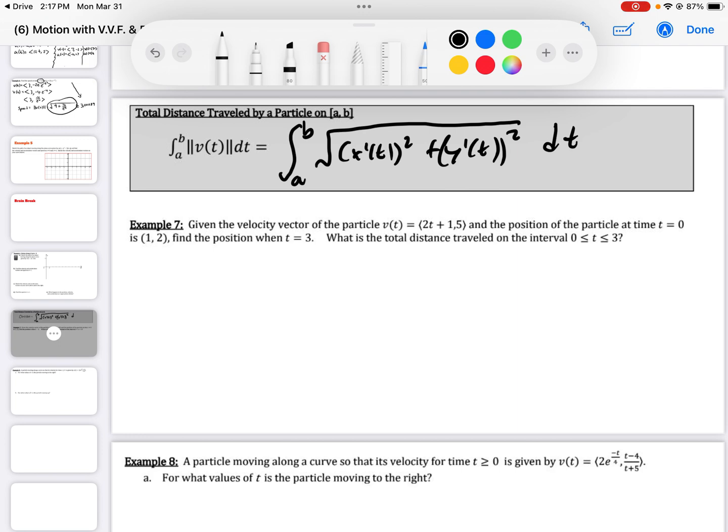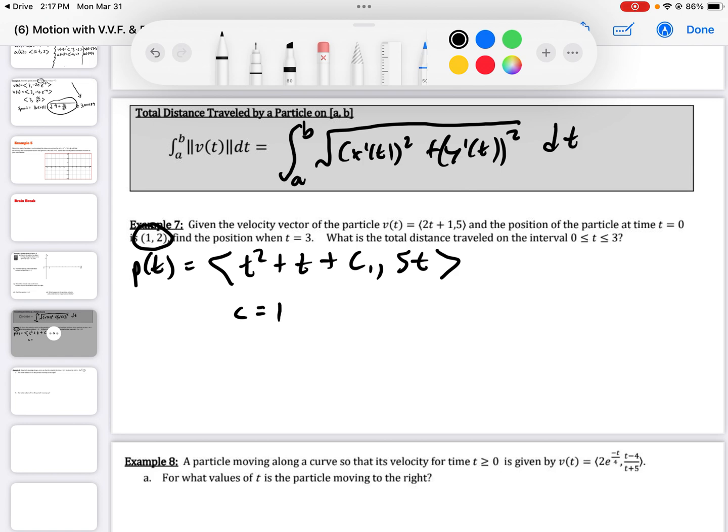So the first thing I need to do is find the position. The position is just the antiderivative of velocity. So this would be t squared plus t plus c, that would be the x component. The y component would be 5 times t. So I know when time t equals 0, the position is (1, 2). So when t is 0, plug in 0: 0 squared plus 0 plus c would be c.